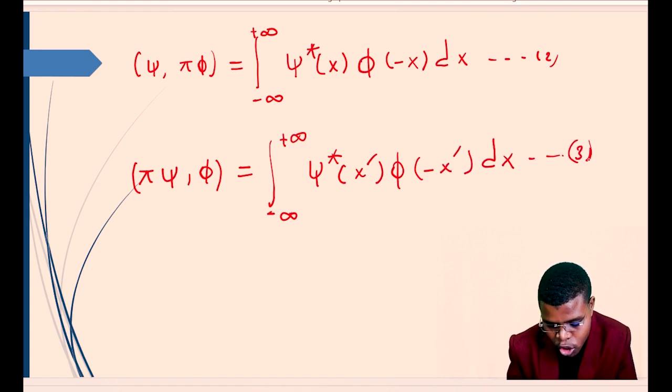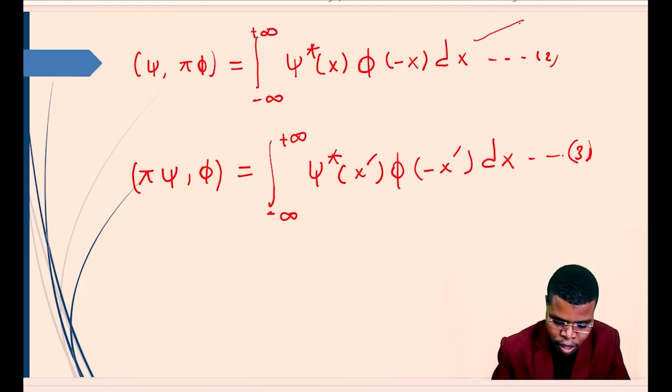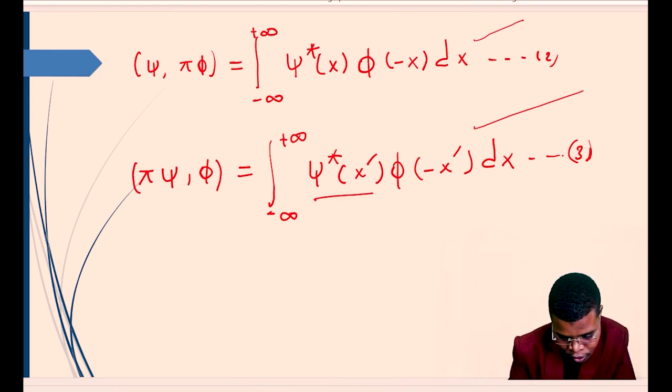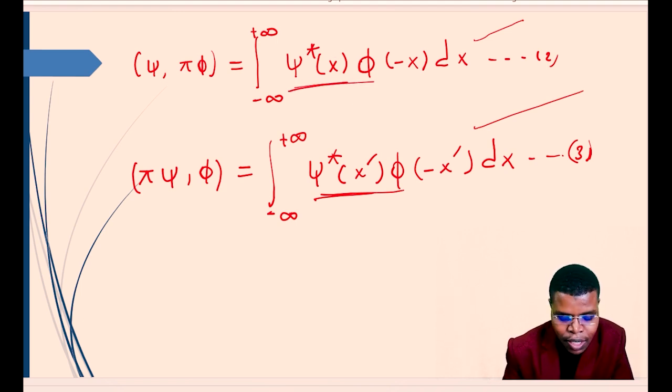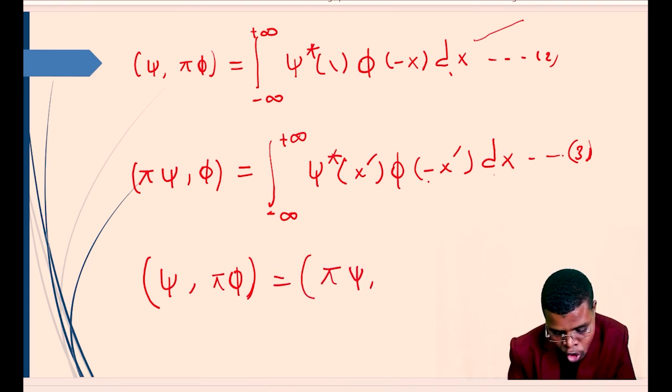If we look at these two equations, what do we get? We get that these two equations are equal. This part of this equation and this part of this equation are equal. You can see here ψ of x, and here ψ of x. Don't look at x and x′, they are just variables. We will look only at the sign. Here is positive x, here is positive x. Here negative x, negative x. dx, dx. Now we can conclude that ⟨ψ, Pφ⟩ is equal to ⟨Pψ, φ⟩.